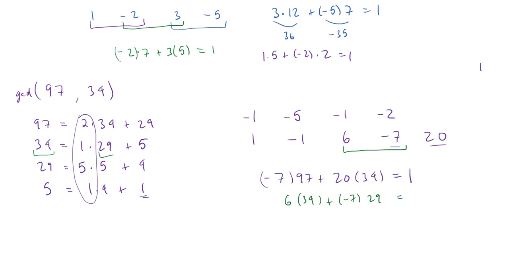Or you could go to the next batch and say, well, what about negative 1 and 6? So that would correspond to the 29 and the 5. So negative 1 times 29 plus 6 times 5, well, it's 30 minus 29, that's 1. And then finally, if you wanted, you could use this 1 and negative 1, and that'll correspond to the 5 and the 4, so 1 times 5 plus negative 1 times 4 is also equal to 1. And there we go.